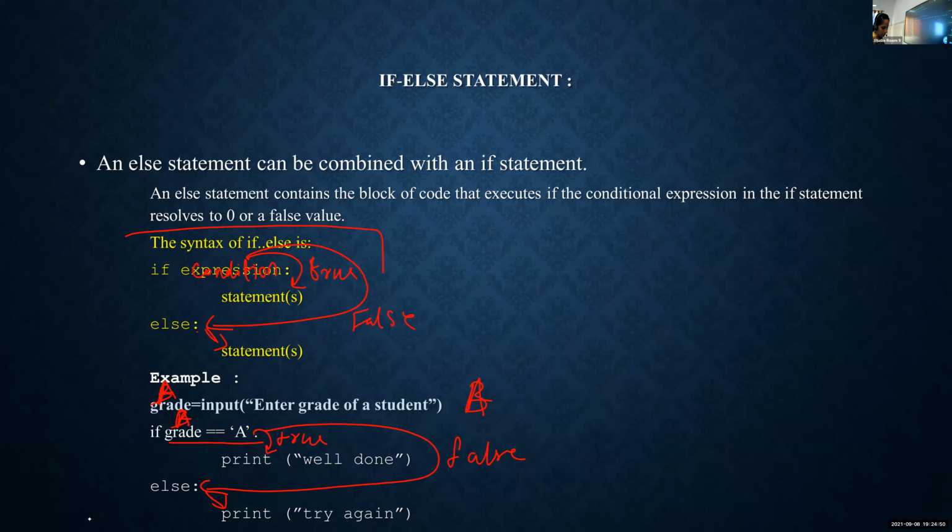Then write a program. Write a program to enter, the same previous problem, that is, enter age of a person, and check if the person is eligible for casting vote or not. That is, you want to use if else statement.